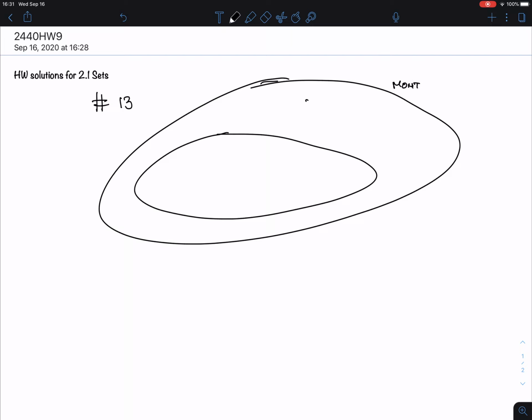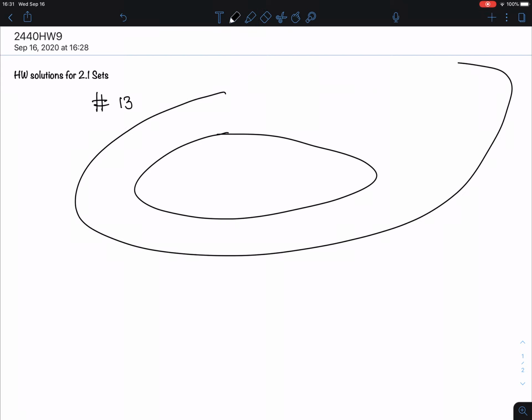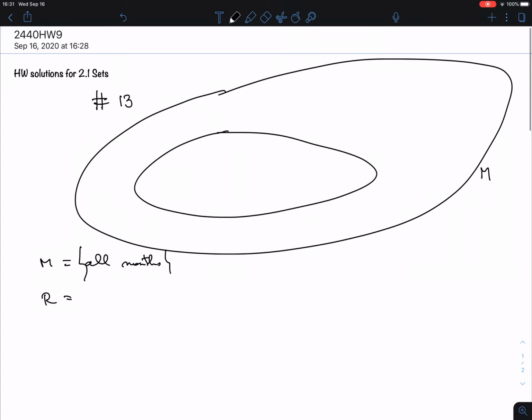Let's call it, okay, we normally give sets a single letter name. It's not necessary. In mathematics, you can do quite a lot. Let me perhaps also make it a little bit bigger, because there are quite a lot of months, right? Okay, so I'm going to call M the set of all months. So M is all months. And then R are the months without an R.